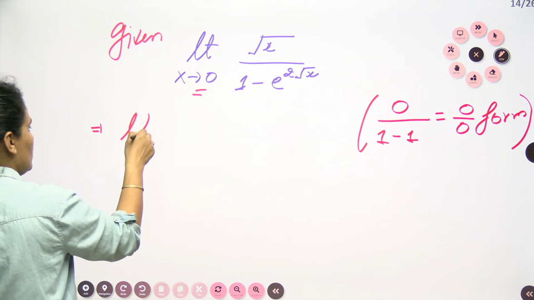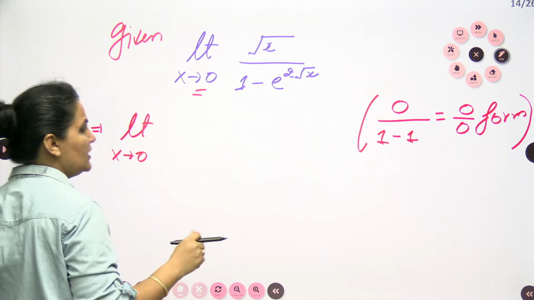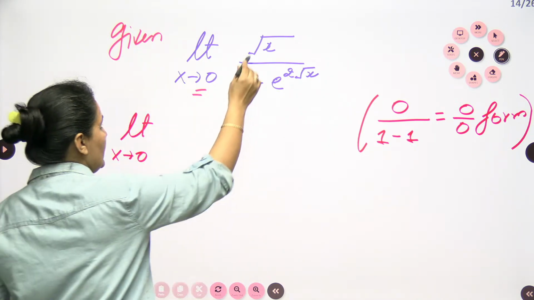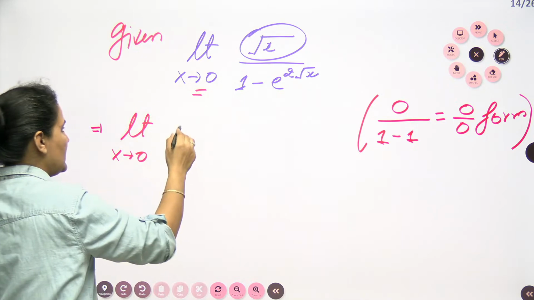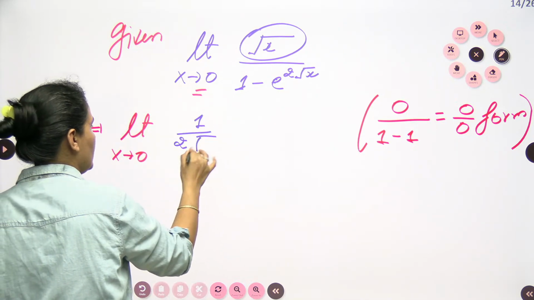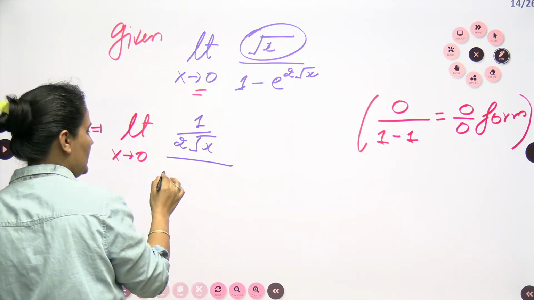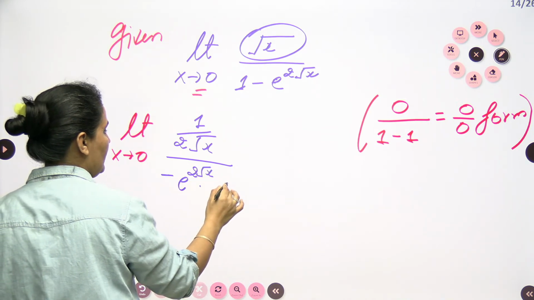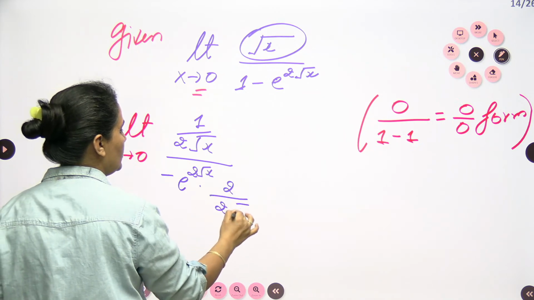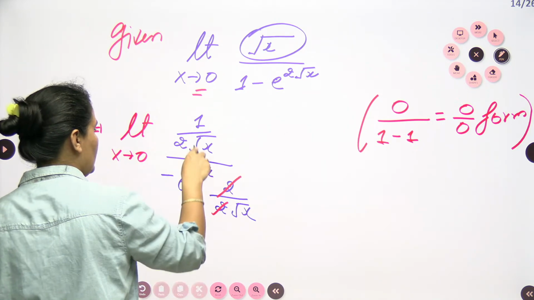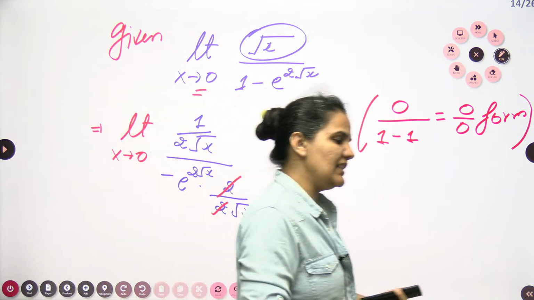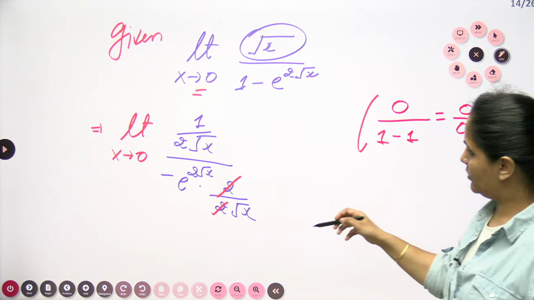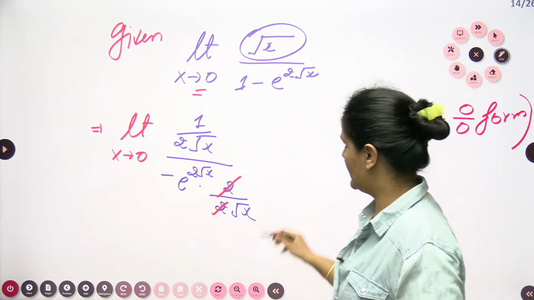When I go with L'Hospital, dear students, we need to differentiate the numerator separately and the denominator separately. The differentiation of root x is 1 upon 2 root x, divided by the differentiation of 1, which is 0, so minus e to the power 2 root x, and differentiating that again gives 2 by 2 root x. The 2 and 2 will be gone here. Then you ultimately need to put in the limit, and we have a negative sign here.